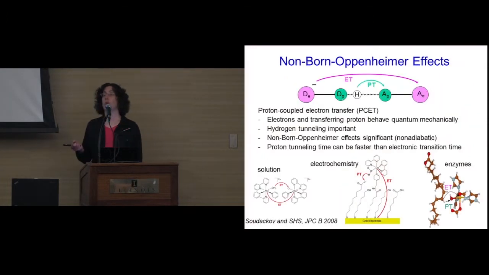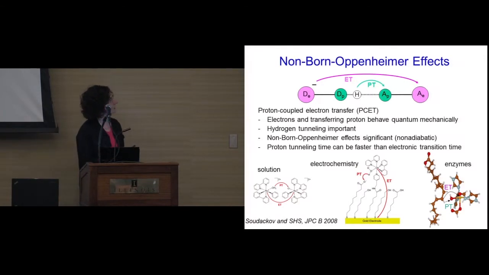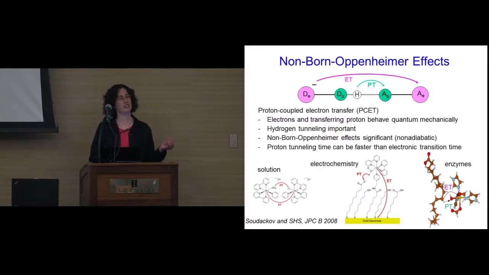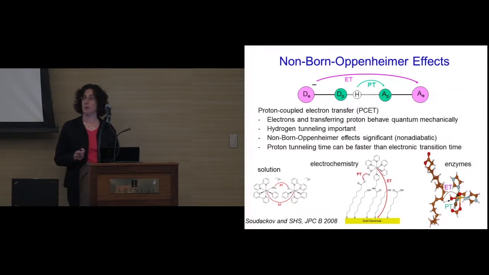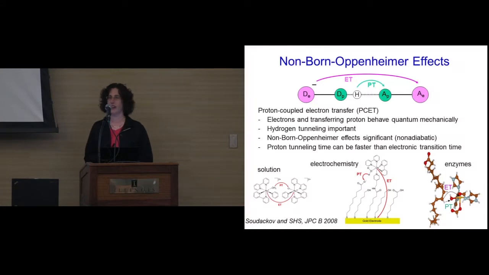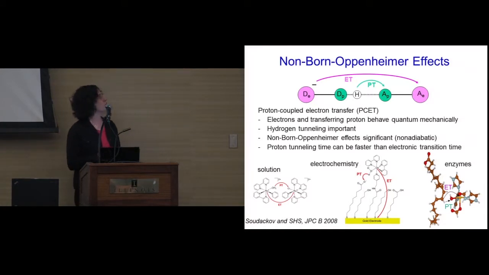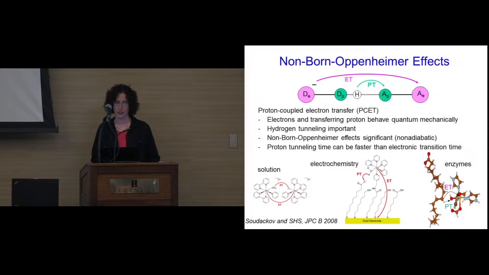So the other issue is non-Born-Oppenheimer effects. And this is maybe a little bit less obvious, but it's very important in a certain class of reactions called proton-coupled electron transfer, or PCET. In these reactions, we have an electron and a proton transferring simultaneously, often between different donors and acceptors. And over the past 15 years or so, my group has been developing a general theory for these kinds of PCET reactions. And what we know is that the electrons and the transferring proton must be treated quantum mechanically, that hydrogen tunneling is important. And we also know that non-Born-Oppenheimer effects are significant.